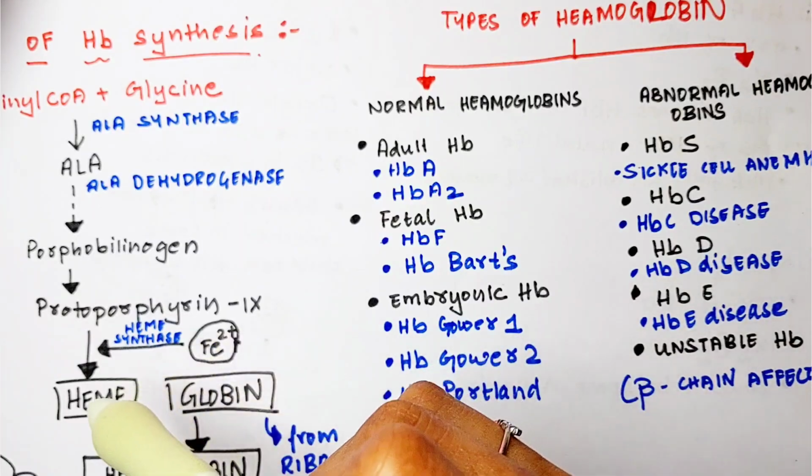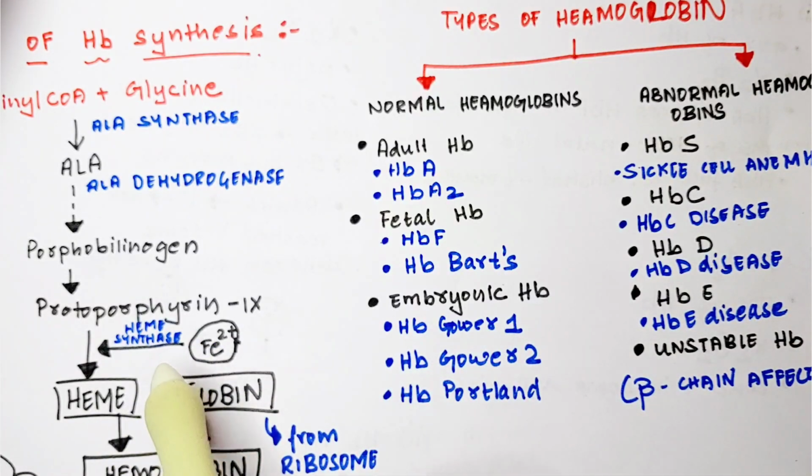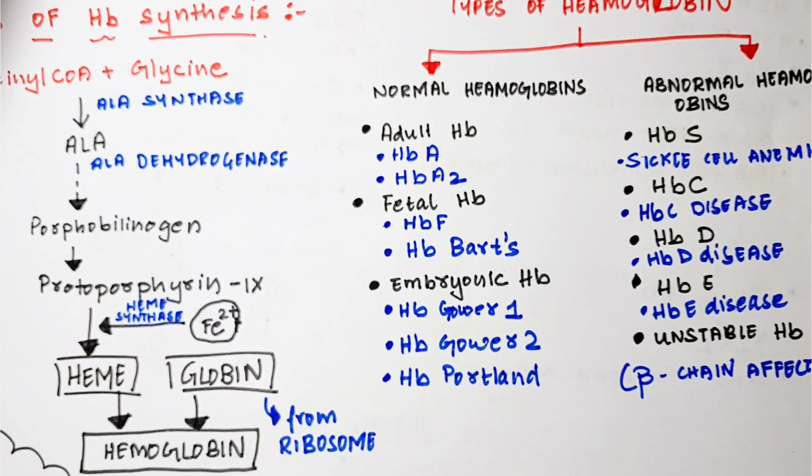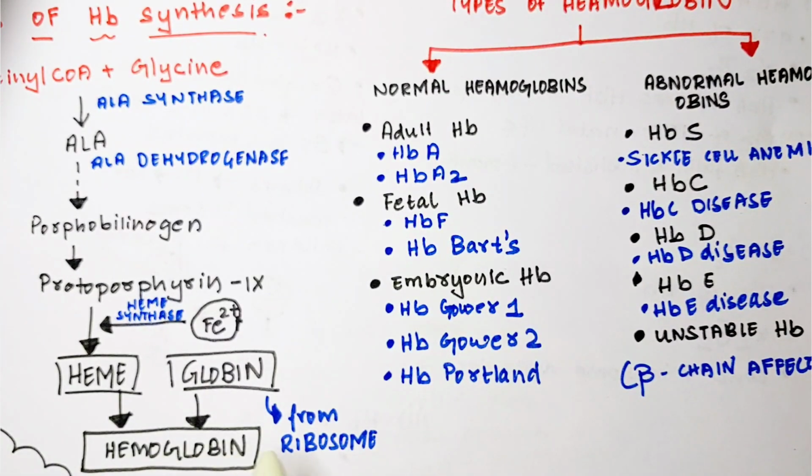Now, this protoporphyrin 9, in the presence of heme synthase, which has a ferrous ion as a part of it, is going to form heme. Now, heme later combines with globin, which is formed from the ribosomes. They are finally going to form hemoglobin. So, voila, we have finally invented hemoglobin. Now, do you think we're done with the chapter? Well, no, this is just the start.